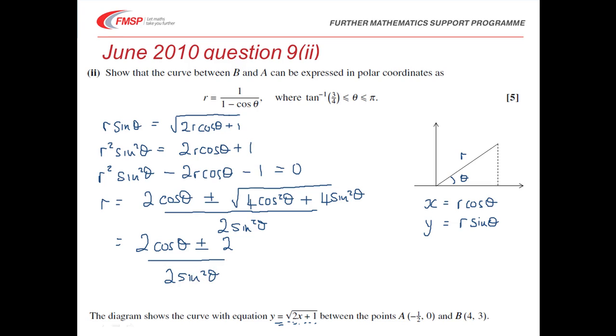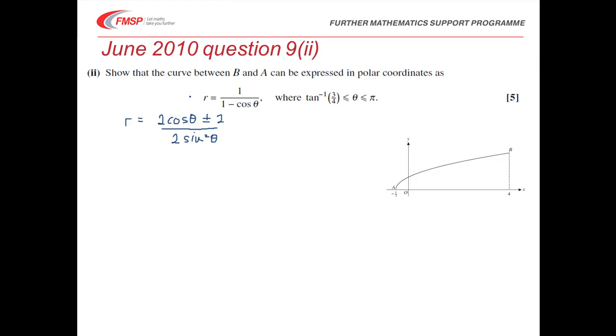So what we need to do now is just see if we can get that in the form that we want it in, r equals 1 over 1 minus cos theta. So let's just have a look at that. First of all, we need to see that we can divide through by 2. So on the top line now we're going to have cos theta. And I should also say that we know that r is greater than 0, so we just need the positive sign.